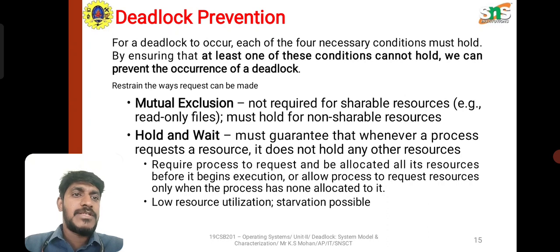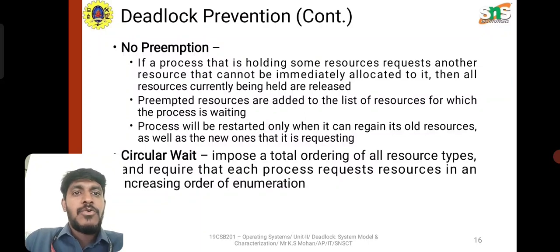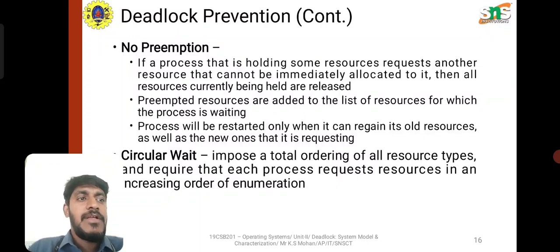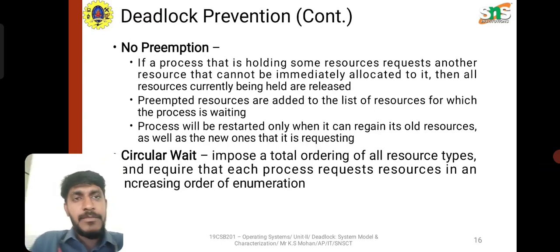Then hold and wait: we must guarantee that whenever a process requests a resource, it does not hold any other resources. So we require a process to request and be allocated all its resources before it begins execution, or allow the process to request resources only when it has none allocated to it. This gives low resource utilization and starvation is possible. Deadlock prevention also covers circular wait, and we are going to discuss the different approaches for that.